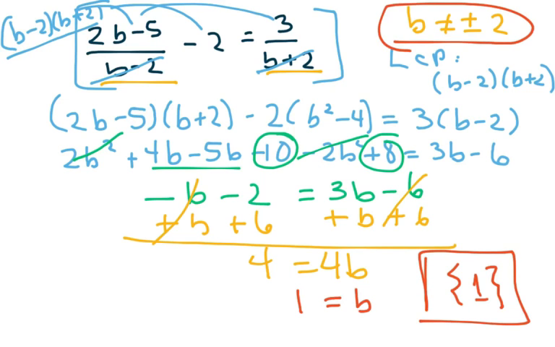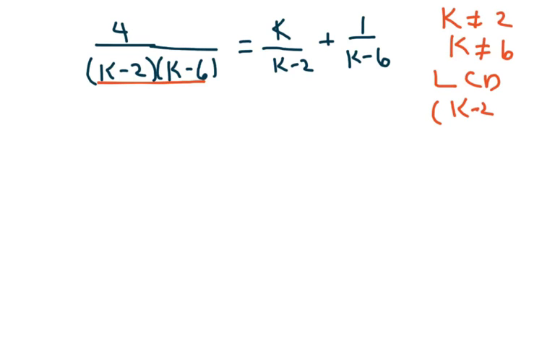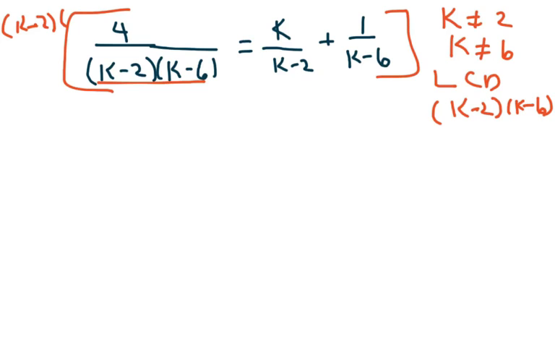And the last one, I went ahead and took the liberty of factoring the piece that was from the first page, and my restrictions are K cannot be 2, and K cannot equal 6. My LCD is just this piece, K minus 2 times K minus 6. You multiply each of these by the LCD. K minus 2 times K, let me erase this piece, times K minus 6.